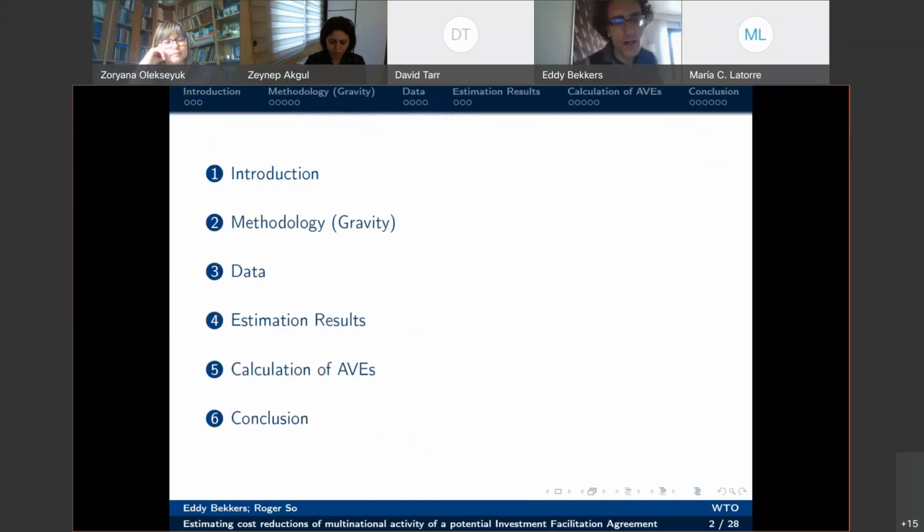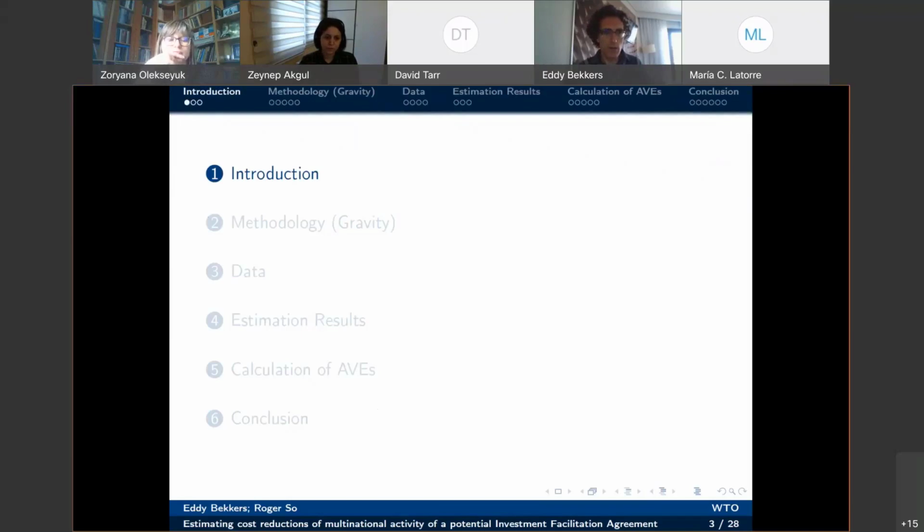Now it works. So this is the overview of the presentation. I'll start with the methodology, say something about the data, present the results, then go into calculation of ad valorem equivalents. We'll also say something about what that means, because, to point that out already, these are going to be ad valorem equivalents of what we call the costs of being a foreign affiliate. But I'll come to that detail. Then we get to the conclusions.